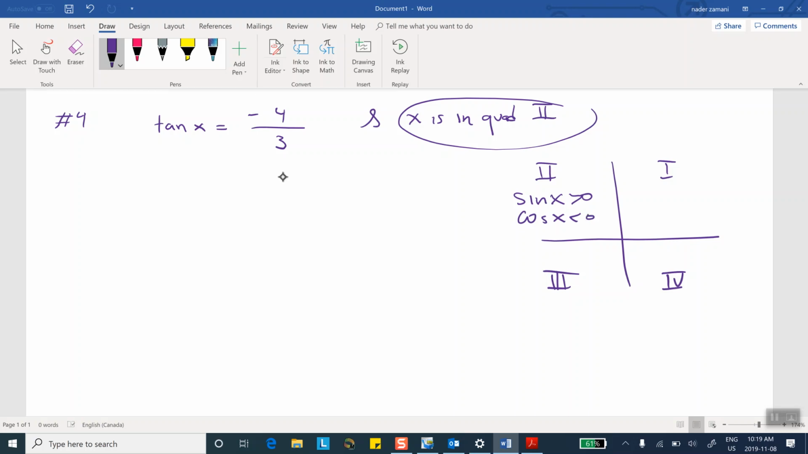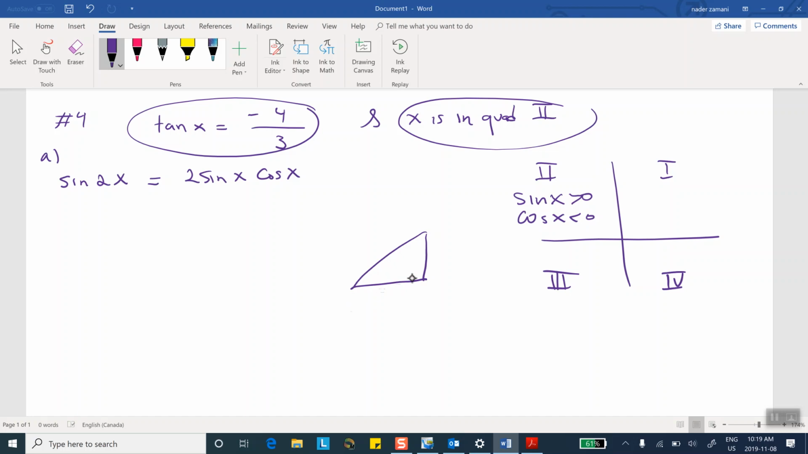Okay. So now let's find part a. Let's find sine of 2x. This is what we're supposed to do. So this is 2 sine x cos x. Okay? So there are different ways of doing this problem. Here's what I'm going to suggest. You look at this, and it tells you that basically you have a right triangle. This is the angle x. The opposite is 4, and the adjacent is 3.